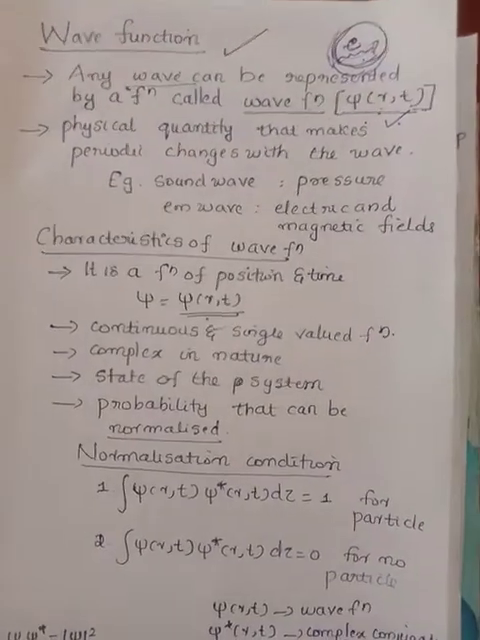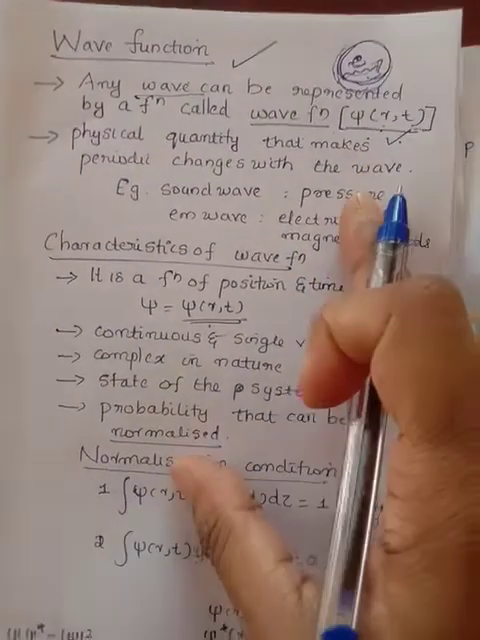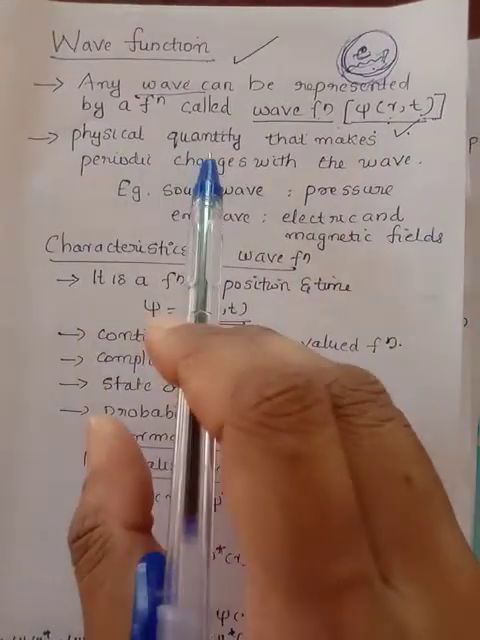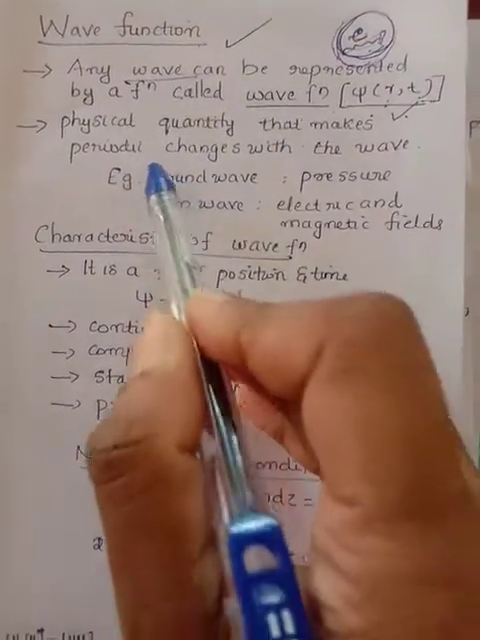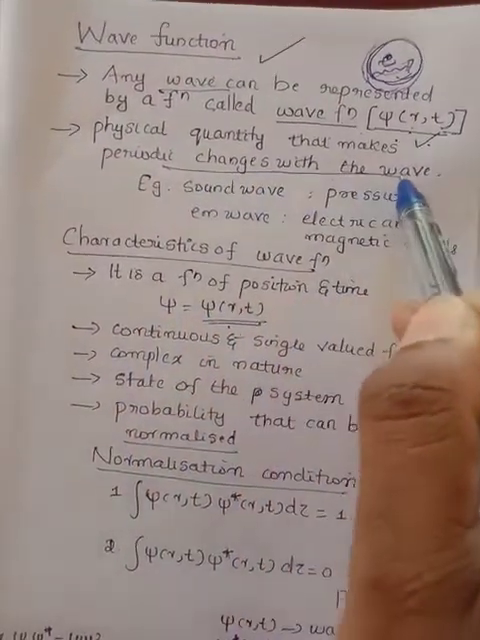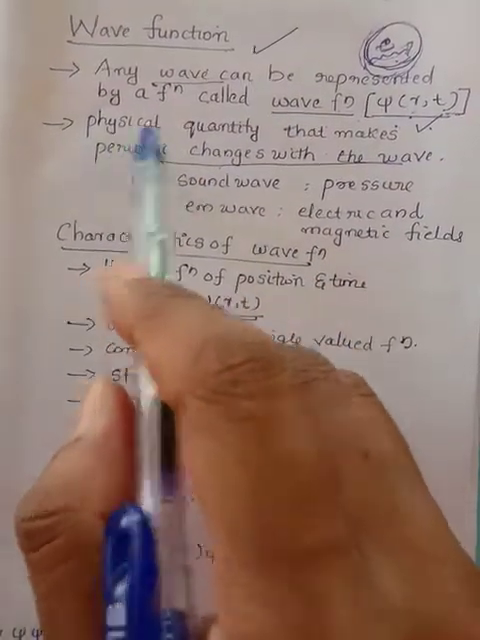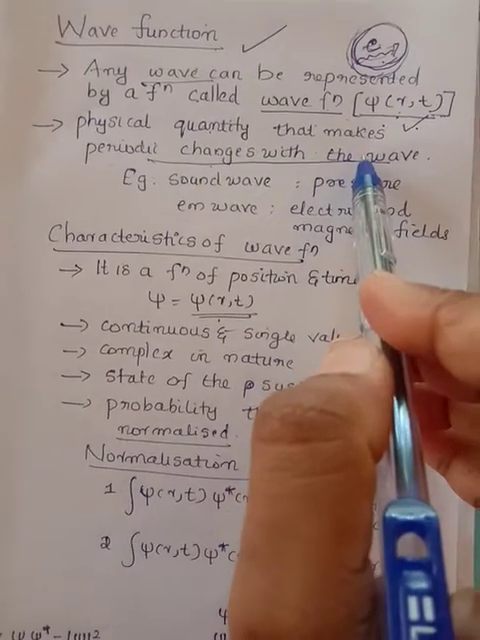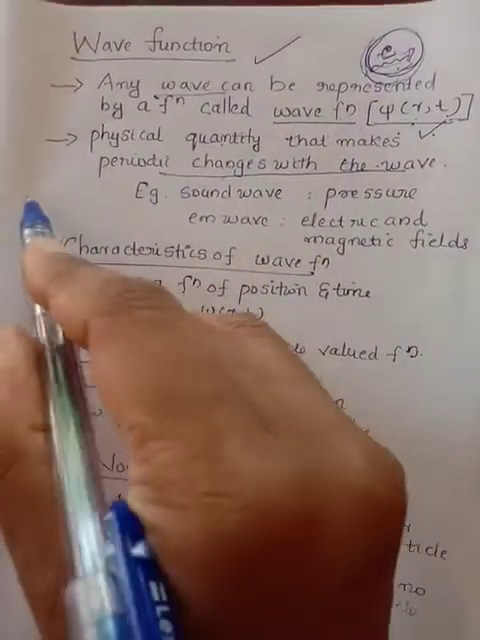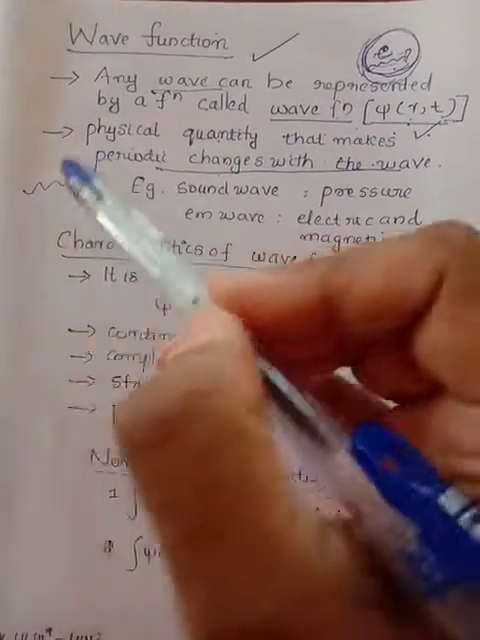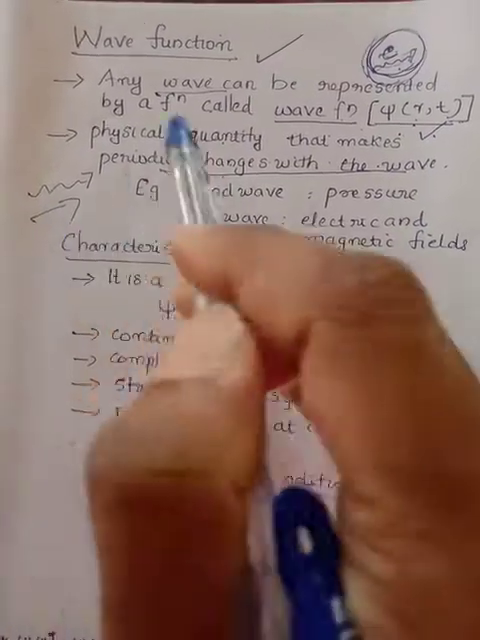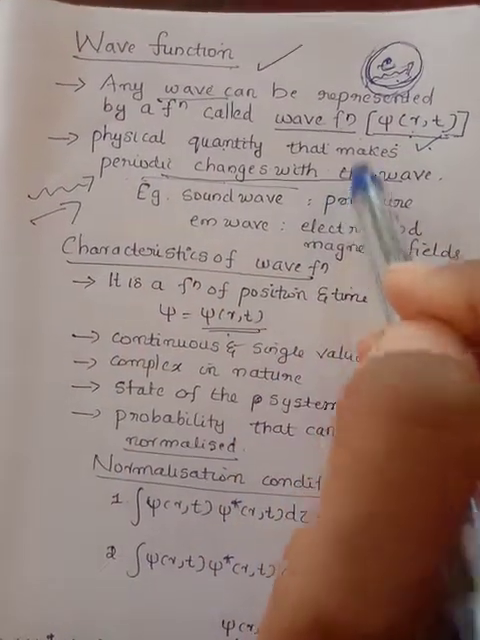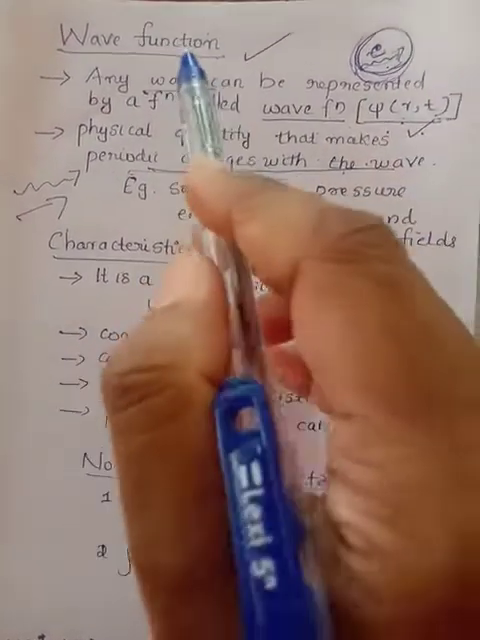time. So the physical meaning of wave function is that it's actually the physical quantity that makes periodic changes with the wave. It's very important. It's a physical quantity which makes periodic changes with the wave, which means suppose we have a wave traveling like this. Which quantity makes periodic changes with this wave? That quantity is actually the wave function.